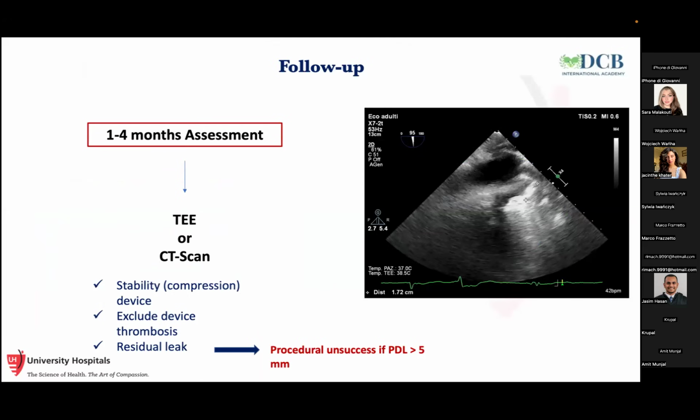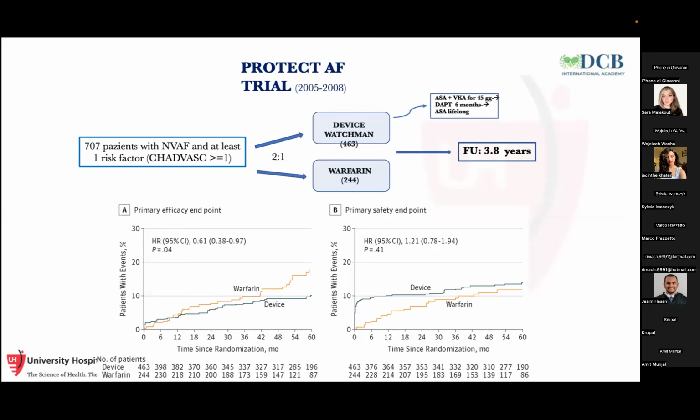Second thing is to exclude the presence of thrombus attached to the device, so the device-related thrombosis, and a residual leak. In general, we talk about an unsuccessful procedure when we have a peri-device leak more than 5 millimeters, but this is a number that is quite discussed in the literature. So what is the scientific evidence about this procedure?